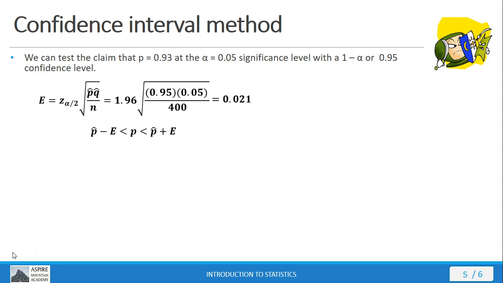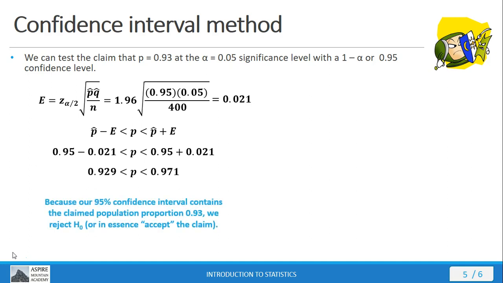We're now ready to construct our confidence interval. Here's the general form for the confidence interval. We're going to add and subtract that margin of error to our sample proportion, which was 95%, and we get a lower bound of 0.929 and an upper bound of 0.971. So, because our 95% confidence interval contains our claimed population proportion, the claim that it's 93% is actually inside the confidence interval, so we're going to reject the null hypothesis.